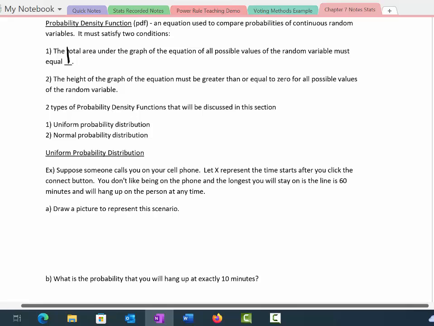So let's start with uniform. Suppose someone calls you on your cell phone. We'll let capital X represent the time starting after you click the connect button. You don't like being on the phone, and the longest you'll stay on the line is 60 minutes, and you'll hang up on the person at any time. Draw a picture to represent this scenario. Remember, with uniform distribution earlier, all of the possibilities were exactly the same. So here's what I'm going to draw. I will draw a rectangle starting at 0, ending in 60, and I'll break it up into intervals of 5. So here's what this picture is going to look like.